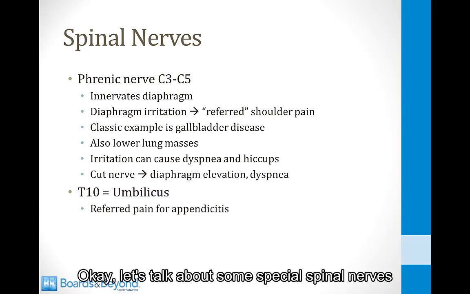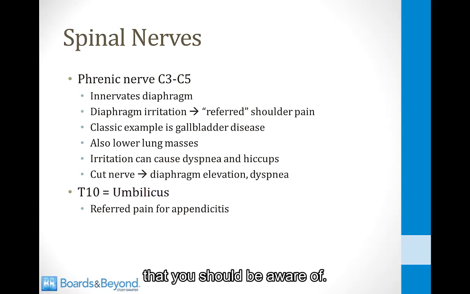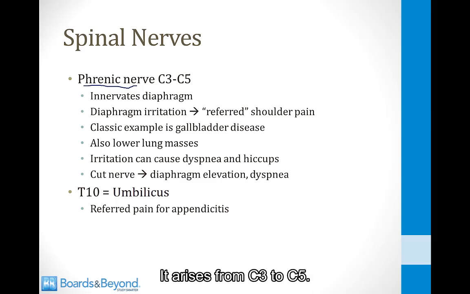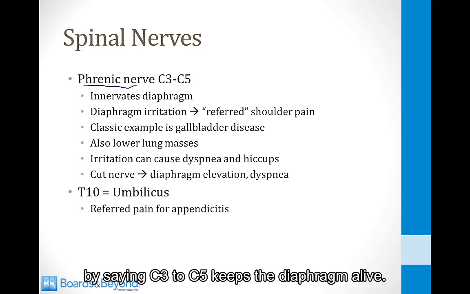Okay, let's talk about some special spinal nerves that you should be aware of. The first one is the phrenic nerve, and it's very important. It innervates the diaphragm and helps us breathe. It arises from C3 to C5. Some people remember this by saying C3 to C5 keeps the diaphragm alive.